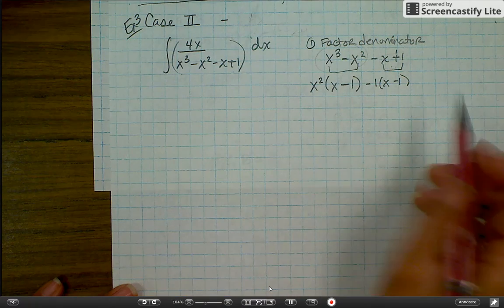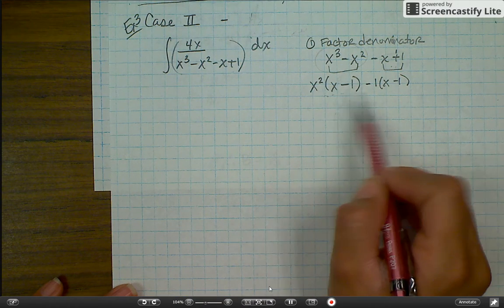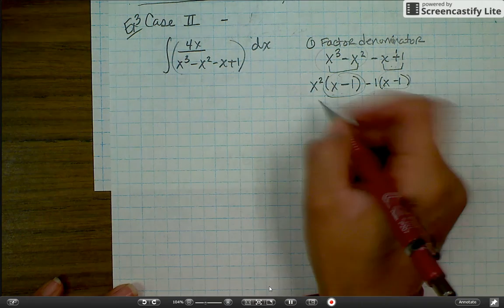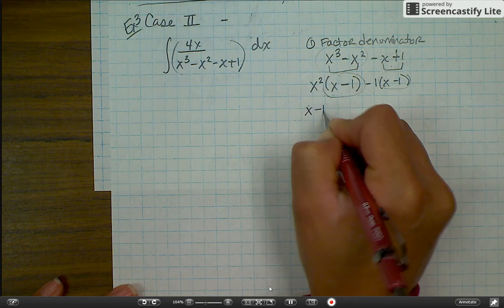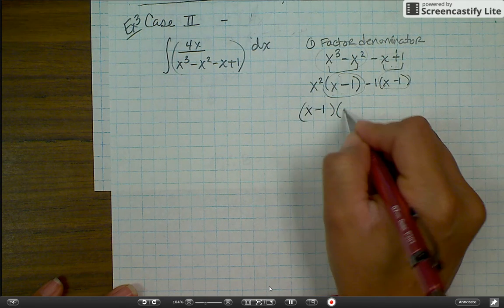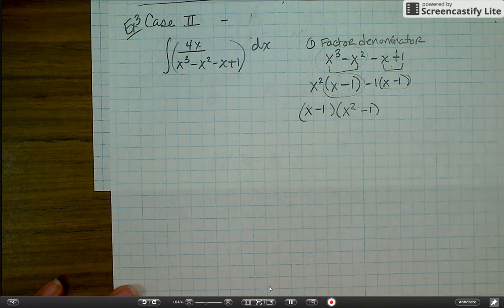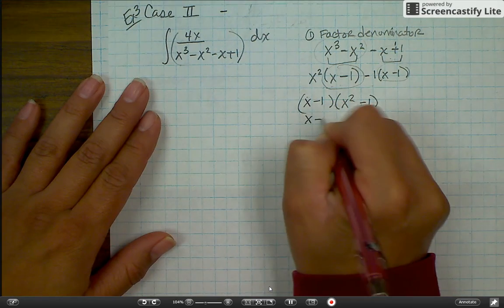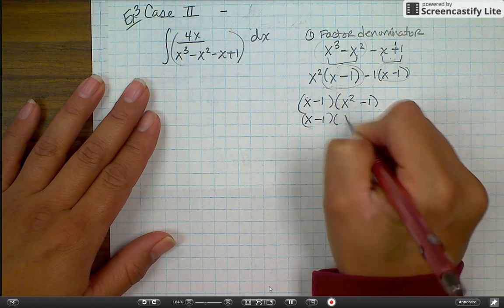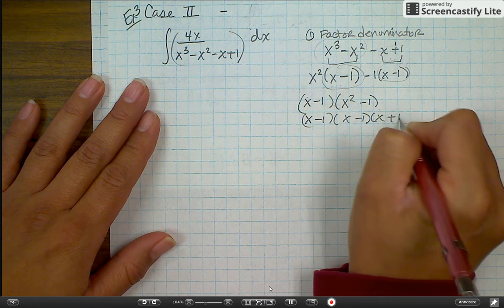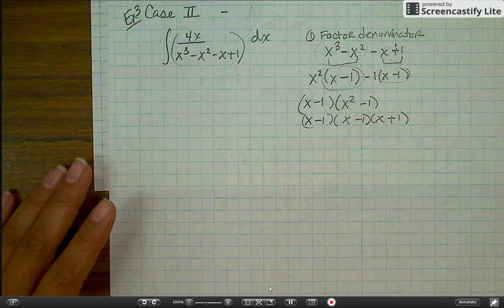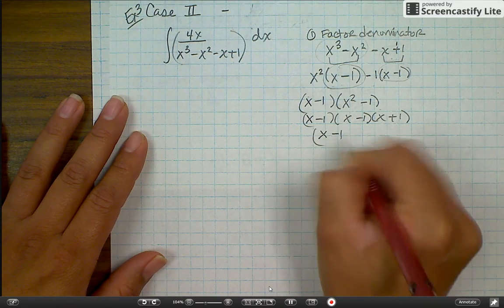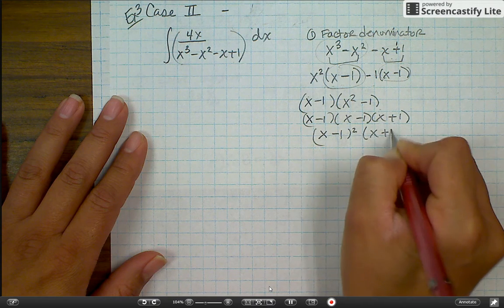Okay, now technically, what are we going to factor out? We're going to factor out an x minus 1 from both of these terms. So I'm going to have x minus 1, and I'm going to be left with an x squared minus 1, which can be factored also. So I'm going to have x minus 1 multiplied by the difference of squares, x minus 1, x plus 1, which is really x minus 1 squared times x plus 1.